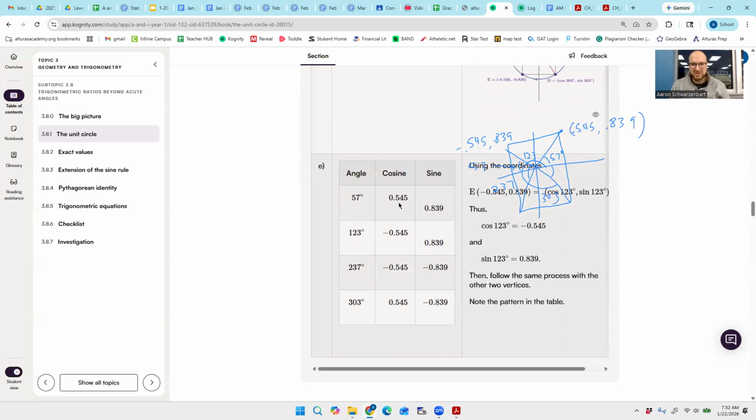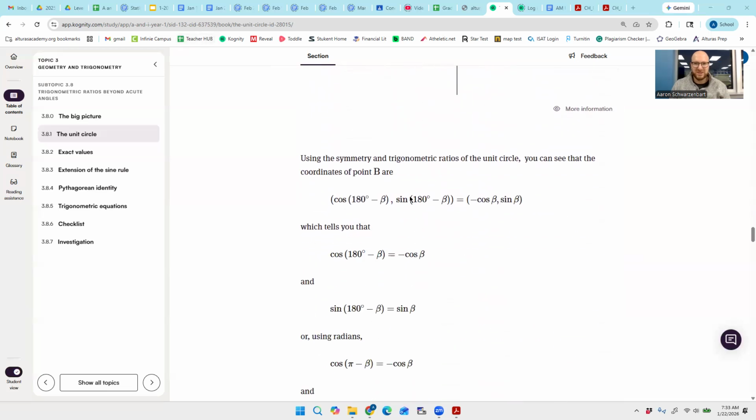And notice the signs: the cosine is positive in quadrants 1 and 4, negative in 2 and 3. The sine is positive in 1 and 2, negative in 3 and 4. So this is where x coordinates are positive, where the cosine is positive, and where y coordinates are positive. There's this relationship.